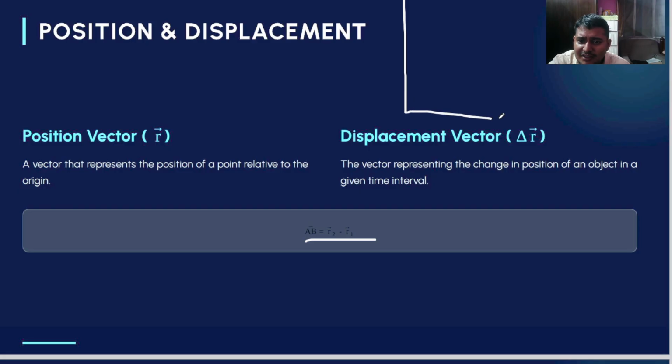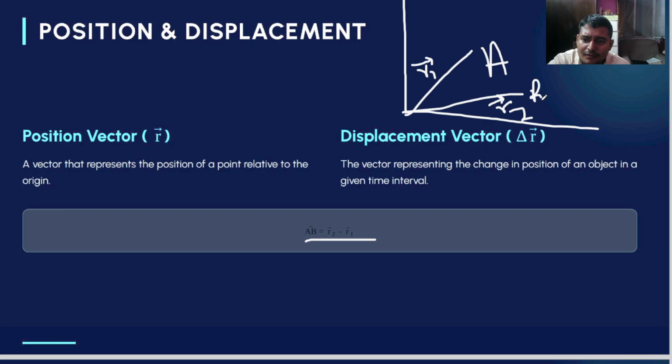I am representing the position vector with the help of a graph. This is point A and this is point B. This is the R1 vector. This is the R2 vector. This is A. This is B. This is the point which I am talking about. So the position vector AB is R2 minus R1, and these points are related to the origin. This is the origin.